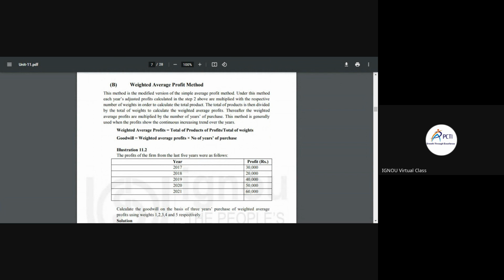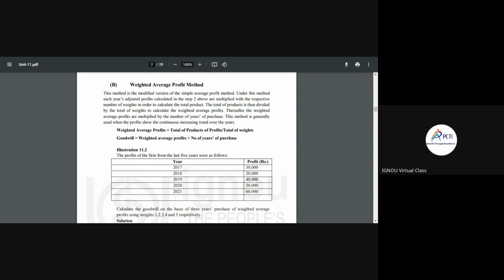The second one is the weighted average profit method. In the case of weighted average profit method, we need to calculate the simple average first of all. Under this method, each year's adjusted profits, which we calculate in step 2 above, are multiplied with the respective weights in order to calculate the total of products. The total of products is then divided by the total of weights to calculate the weighted average profit. Thereafter, the weighted average profit is multiplied by the number of years of purchase.